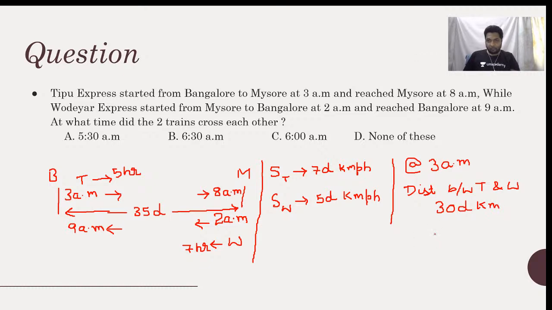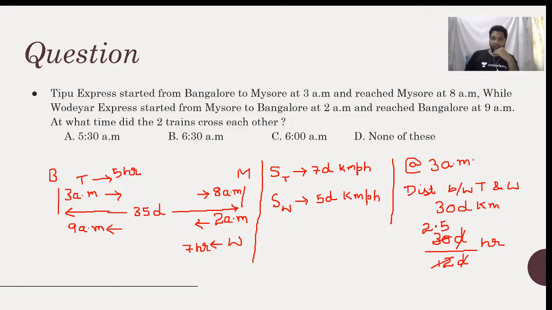So if they have to bridge 30d kilometers at speeds of 70 and 5d towards each other, means at 12d kilometers per hour, that means these many hours later. What is this? d and d get cancelled out. 12 to 24, 6 put a point. So 2.5 hours.